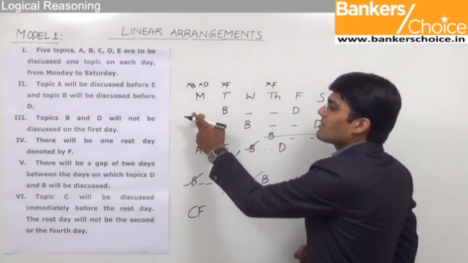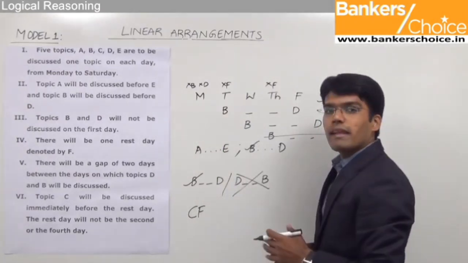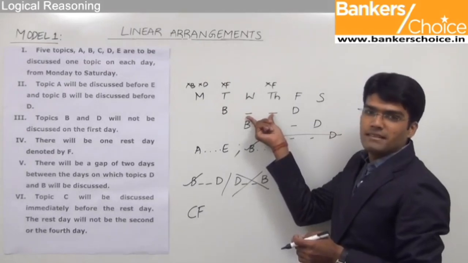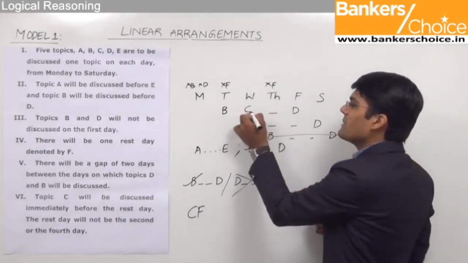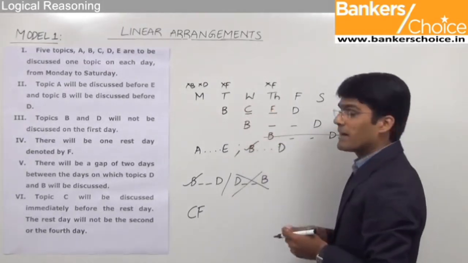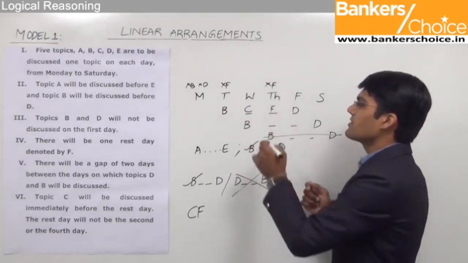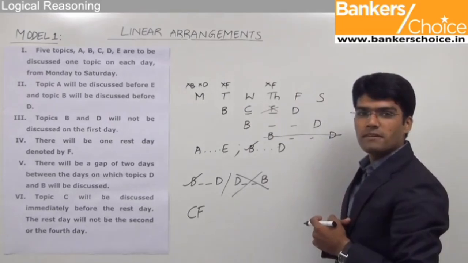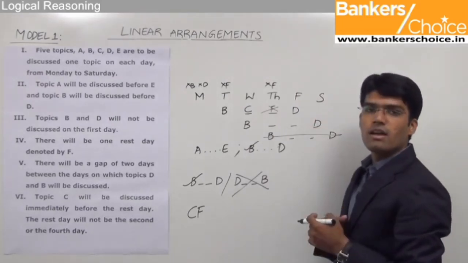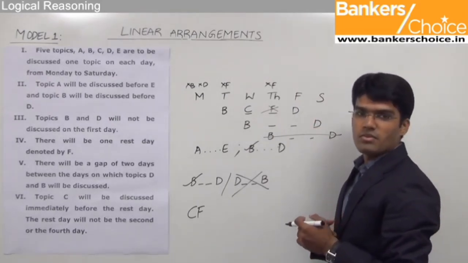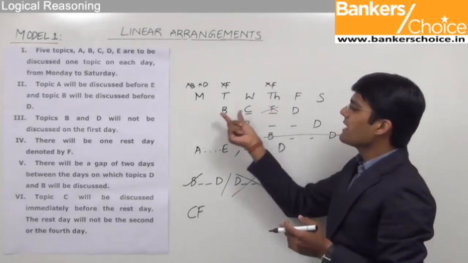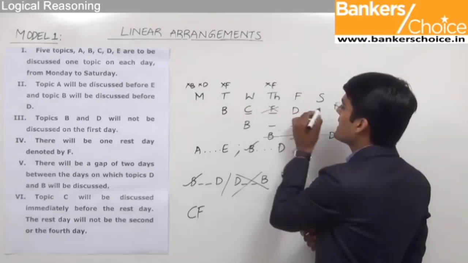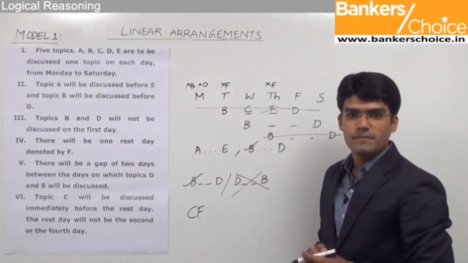Now we cannot adjust topic C and F on the first day, Monday, as we need 2 consecutive days. If we try to put topics C and F in this position, the problem is if C comes here, F has to come here. But F cannot come on Thursday. So this is not a valid case. And similarly, we cannot put topic C and F after D, as there is only 1 day left out after topic D is discussed. So it clearly shows that C and F cannot occupy any position in the first case. So we can say that the first case is the wrong assumption.